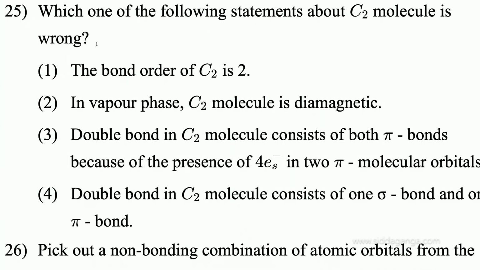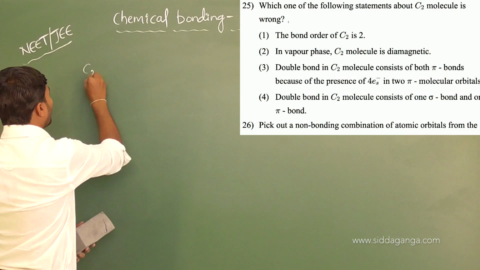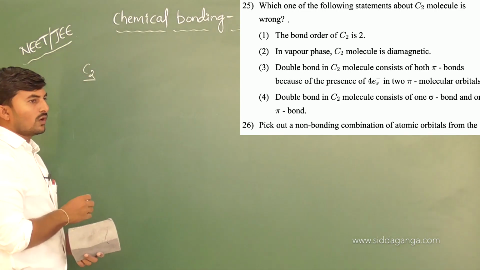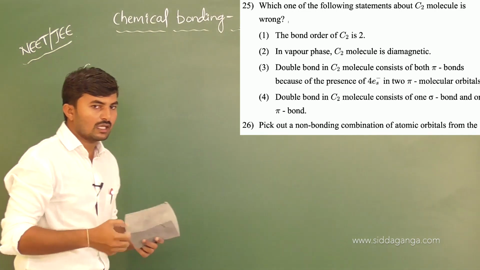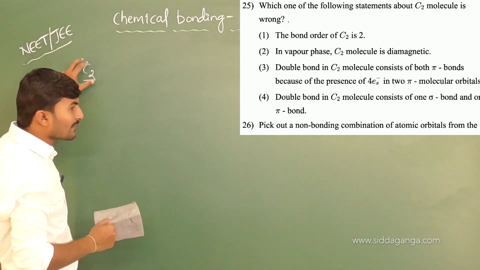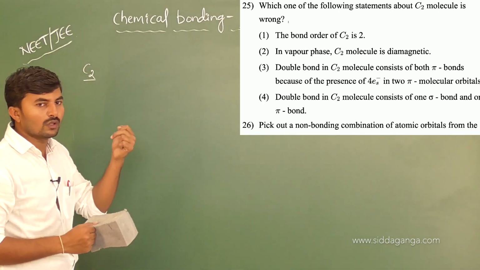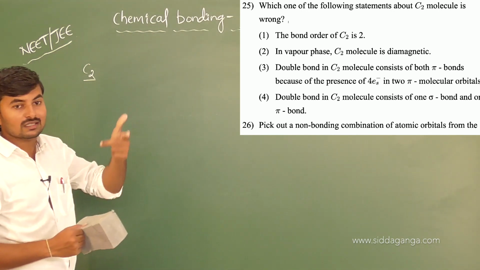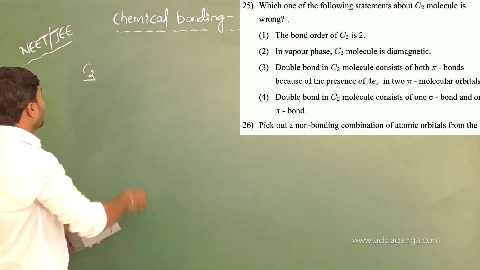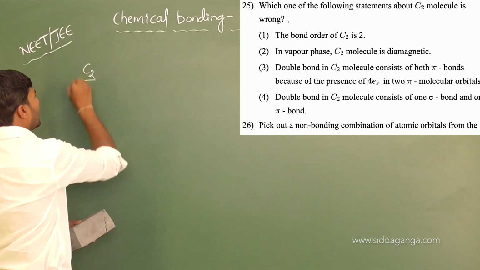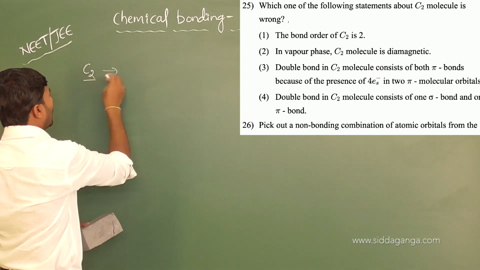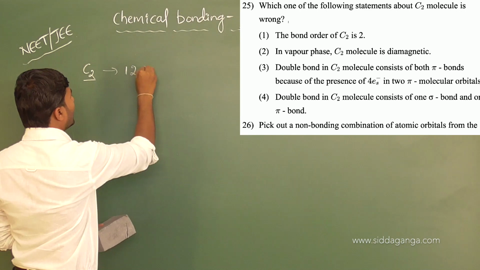Okay, in order to explain this concept, we must know about this C2 molecule. What is the bond order of the C2 molecule? First, if we calculate the bond order of C2 molecule, then we can easily predict its nature, whether pi bonds are present or sigma bonds are present. Okay, each carbon atom will have 6 electrons. Here we have 2 carbon atoms, that means we have 12 electrons.